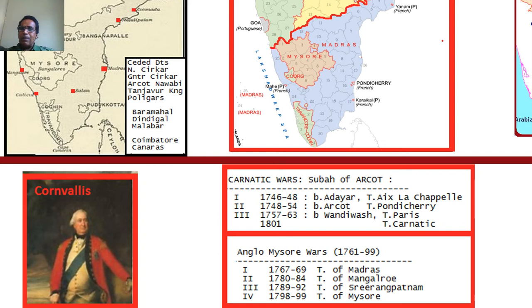That's how the Madras Presidency, which started as a small trading post of the British East India Company, acquired major territories: the Ceded districts, Northern Sirkars and Guntur Sirkar, Arcot Nawabi, Tanjavur, Baramahal, Dindigul, Malabar, Coimbatore or Kongu Nadu, and the Kanara districts. The major wars fought in the formation of this Madras Presidency were the Carnatic Wars, which enhanced the Subha of Arcot, and the Anglo-Mysore Wars.